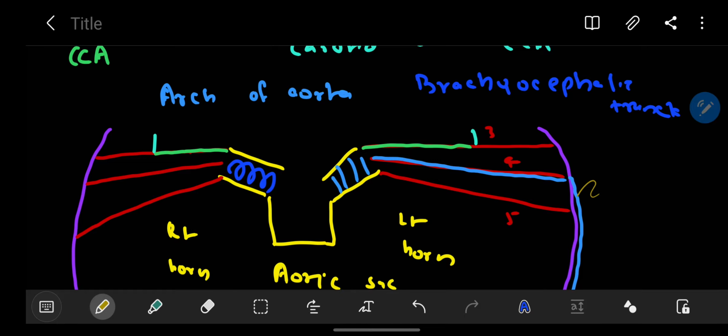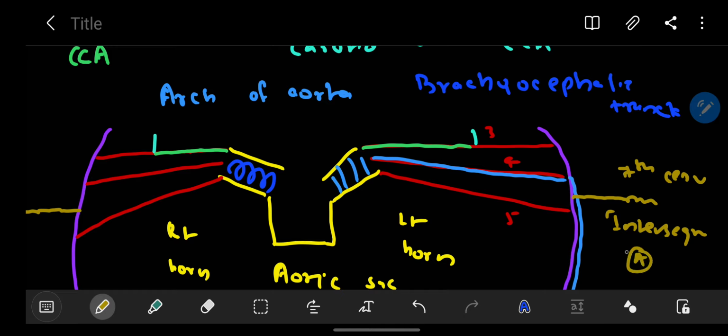Here you can see the seventh cervical intersegmental artery is opening. So the internal carotid artery is derived from the distal part of the third pharyngeal arch artery, plus the dorsal aorta, its cranial part. The internal carotid artery is formed.